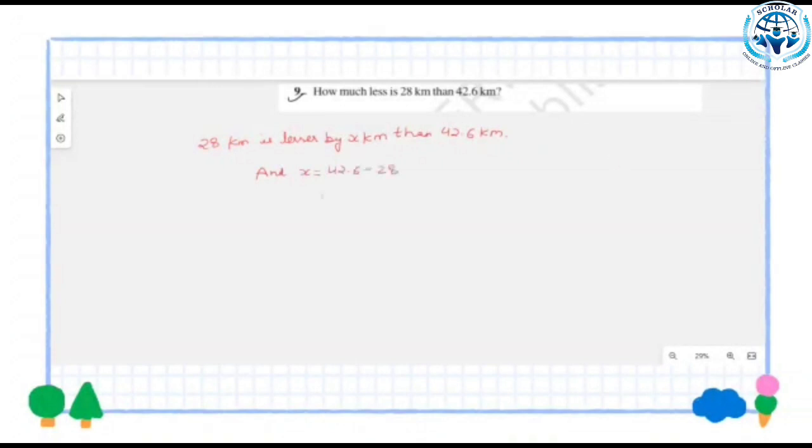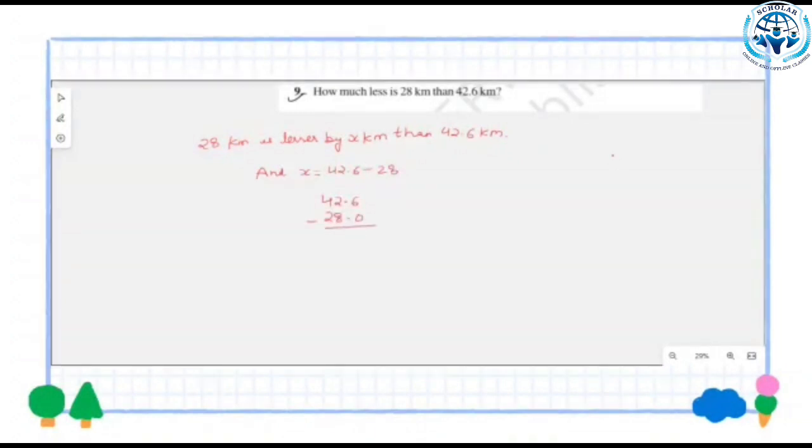X is equal to 42.6 minus 28. We will subtract both. 28 is a whole number, so we will write 28.0 so that decimals are in a line. So the answer is 14.6 kilometer. 28 is 14.6 kilometer less than 42.6. The required number is 14.6.